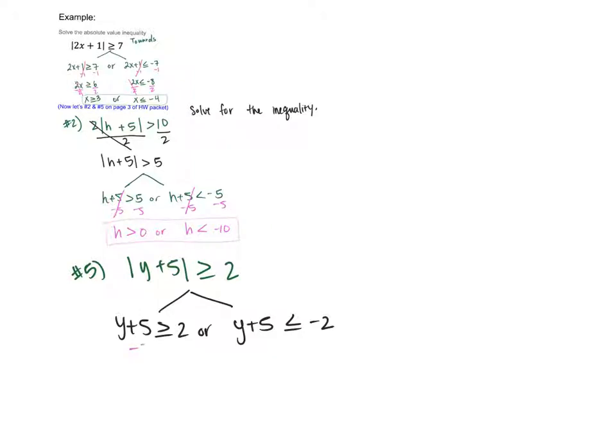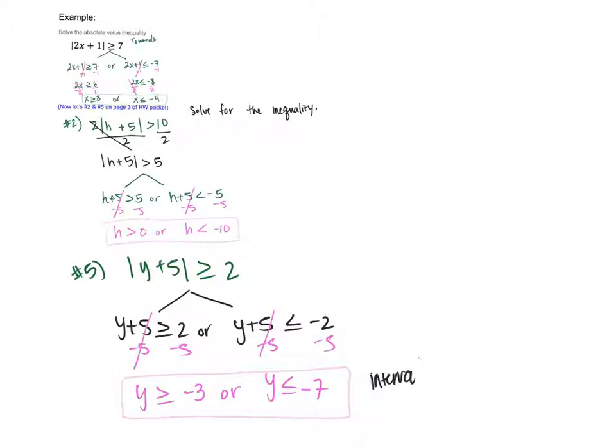When we subtract 5 on this side to get the y by itself, we get y is greater than negative 3, or when we subtract 5 on this side, y is less than negative 7. So this here is our inequality solved because the y is by itself. But it also wants the interval notation. So if I want the interval notation, I need to do it in brackets and parentheses.